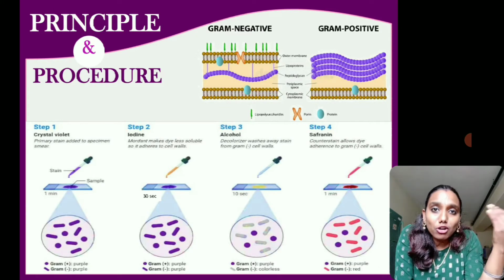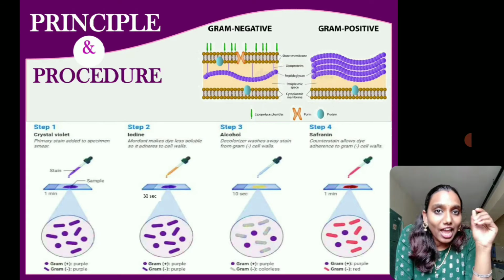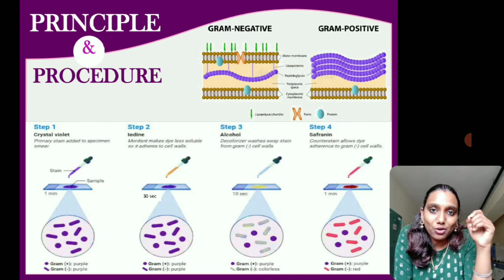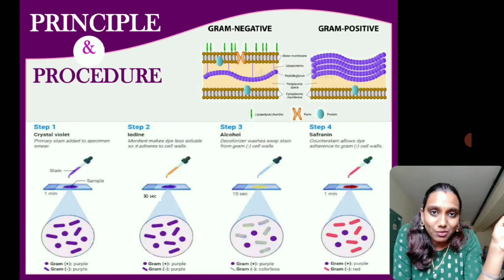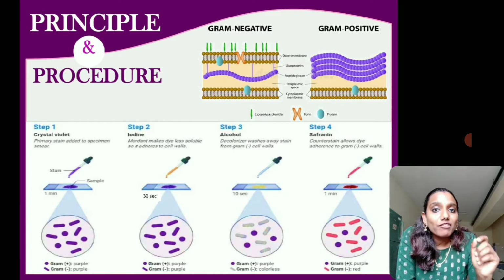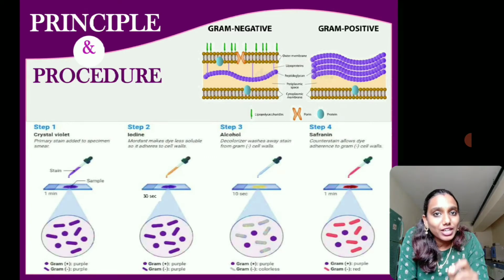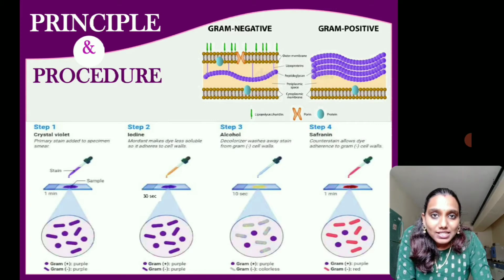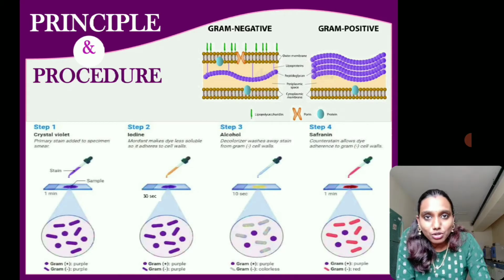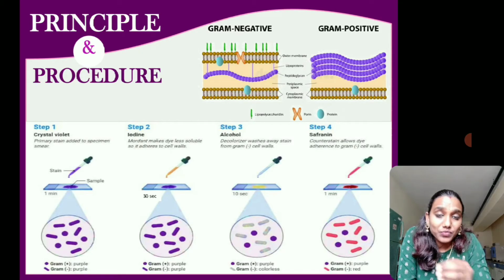If we leave it for a longer time, then there are chances that the alcohol will again react with the peptidoglycan layer and wash off the crystal violet. Therefore, the alcohol will be left onto the smear only for 10 seconds. After 10 seconds, the smear is again washed by running tap water, or you use a wash bottle, to wash off the excess alcohol.